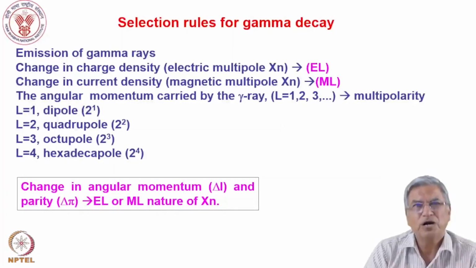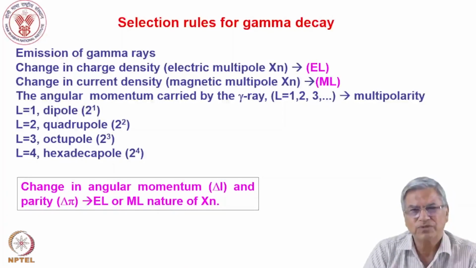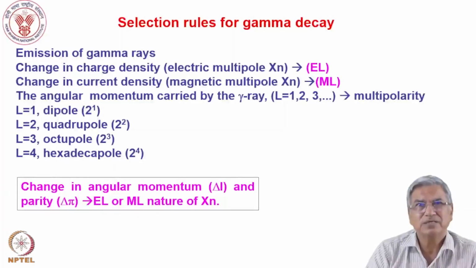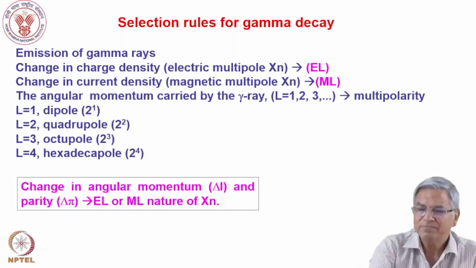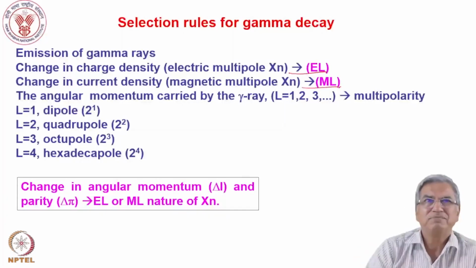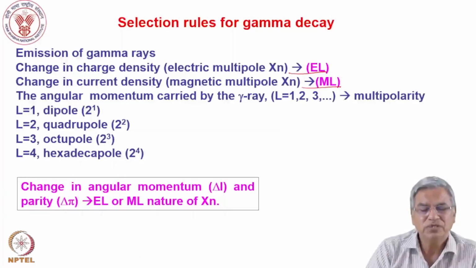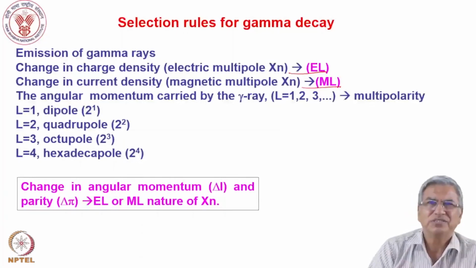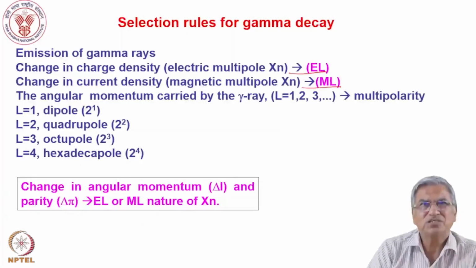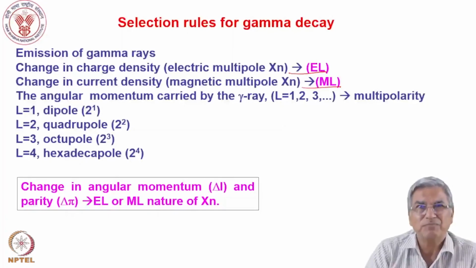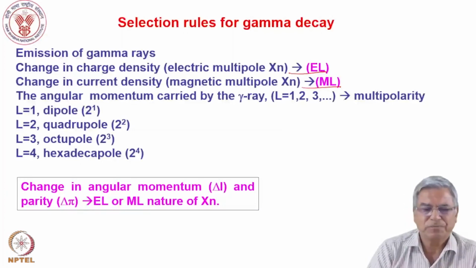So in the case of gamma rays, we will have two types of transitions called electric multipole EL, and magnetic multipole ML. So the electric multipole transitions are associated with the change in the charge density. So if there is a change in charge density, like for example, if a nucleus vibrates, the charge density changes, and so we will have the associated electric transition.